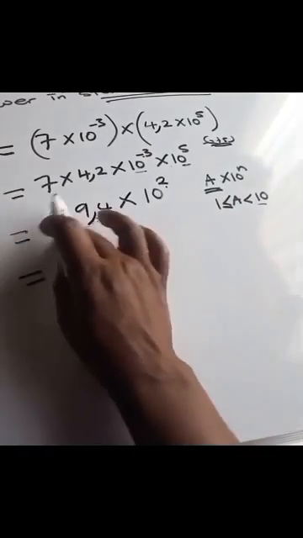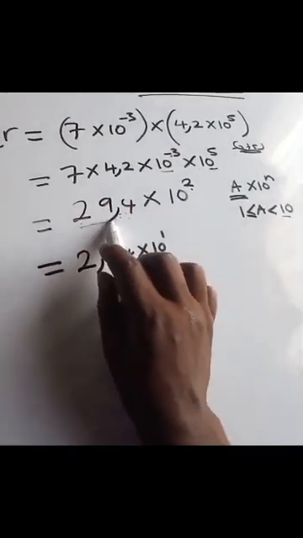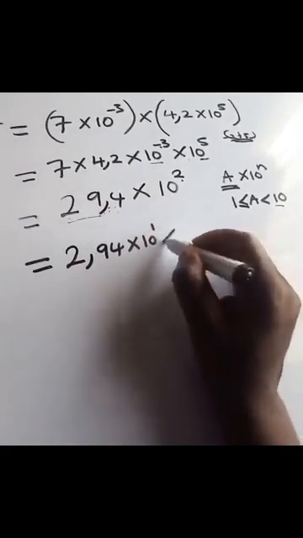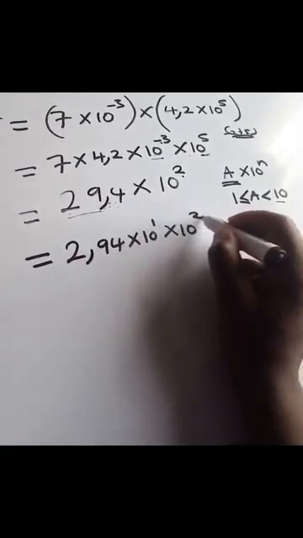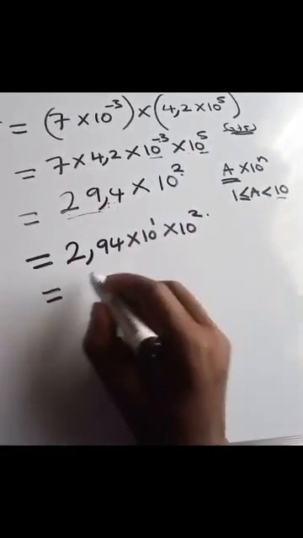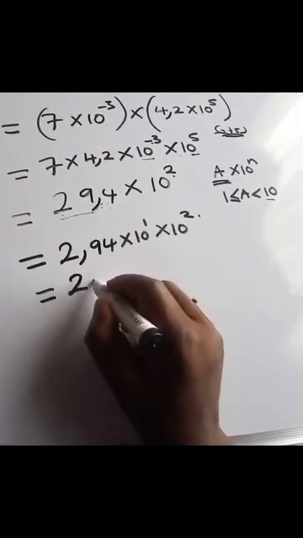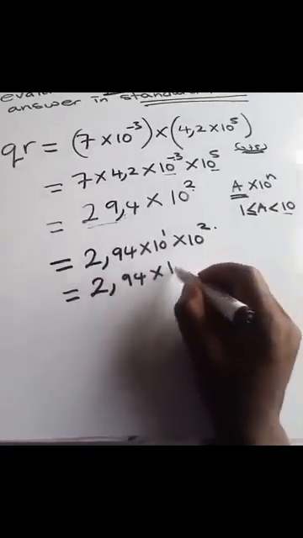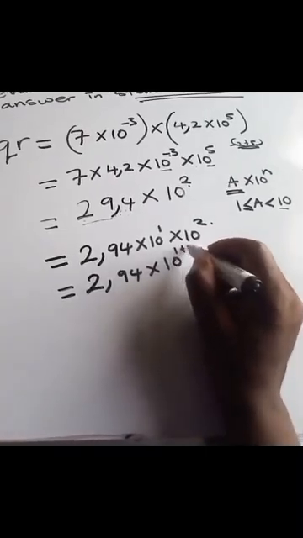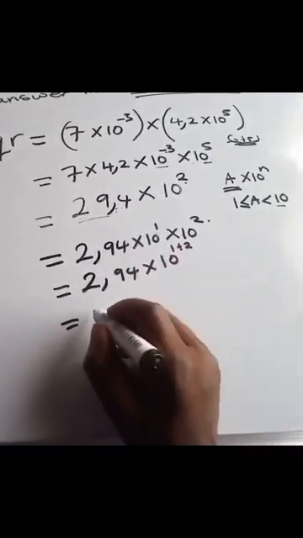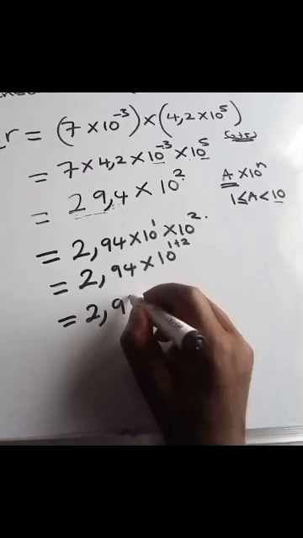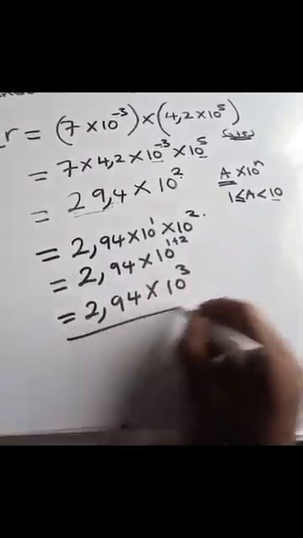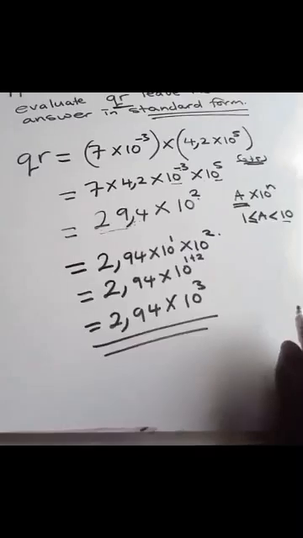Then we express this number only in standard form. But don't forget, we have to multiply by another 10 to the power of 2 here, which means we end up and say 2,94 multiplied by 10 to the power of 1 plus 2, which is 2,94 times 10 to the power of 3. So we have expressed the answer in standard form.